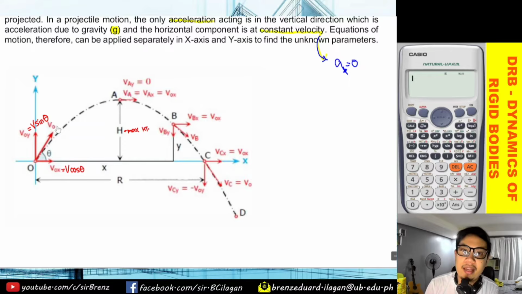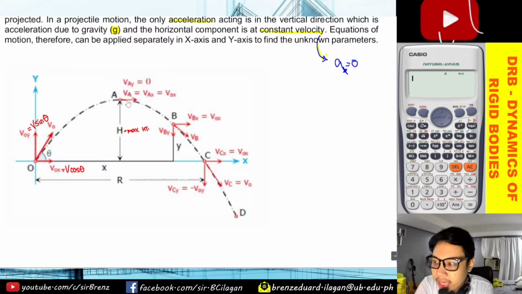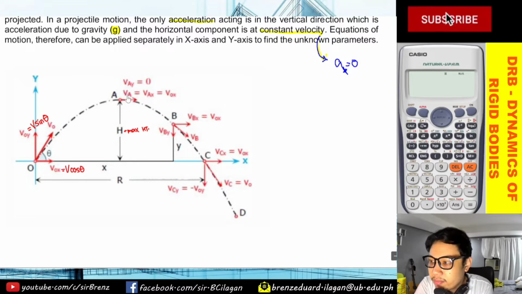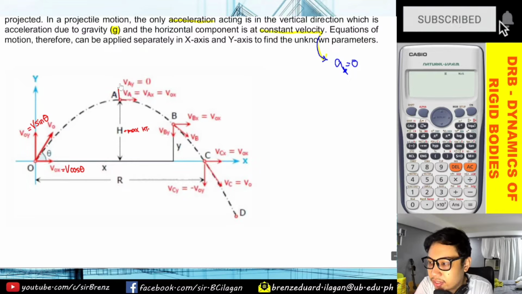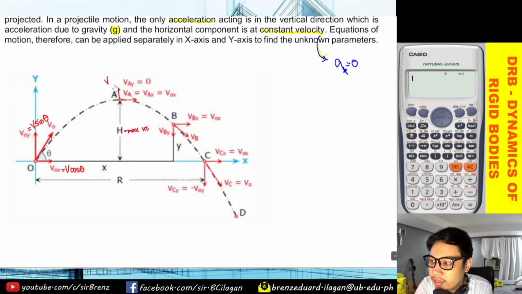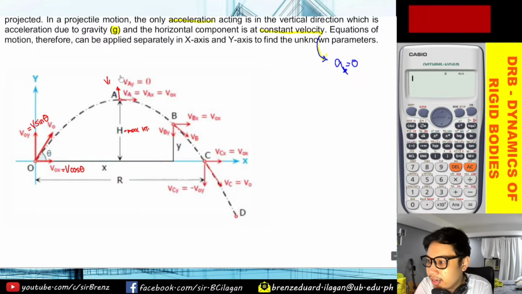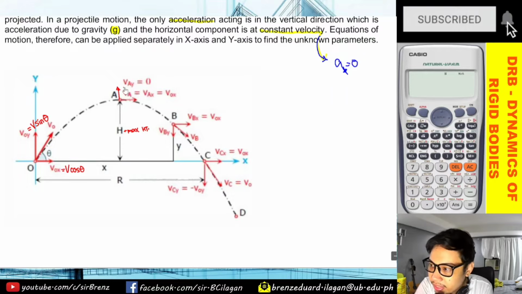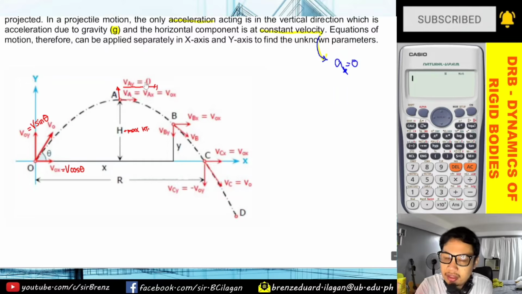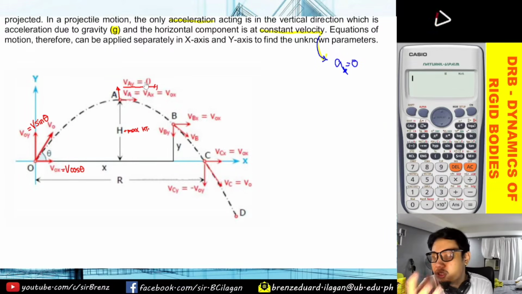Okay? So, at point A, guys, yung h na yan, ito yung maximum height na pwedeng ma-attain nung trajectory ng iyong projectile. Okay? And at point A, yung y component ng velocity dito, so i-denote natin as v sub A y, is equals to 0. So, ito nga yung sinasabi ko, once it reaches its maximum height, yung y component niya is equals to 0.